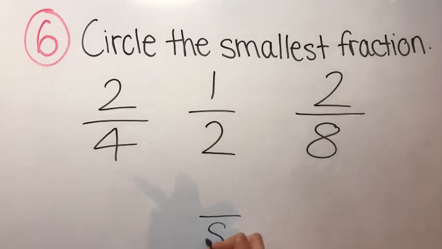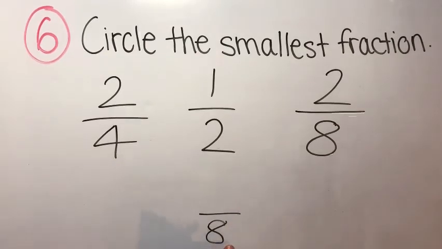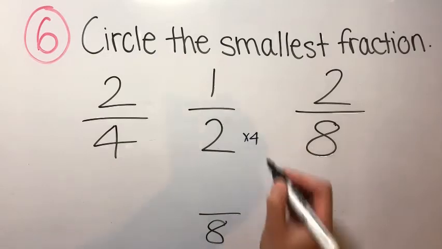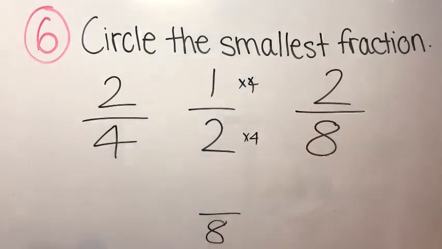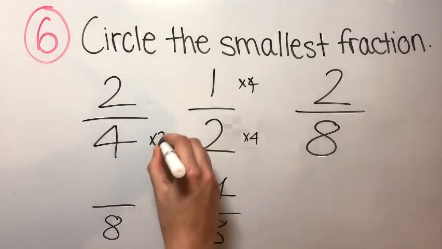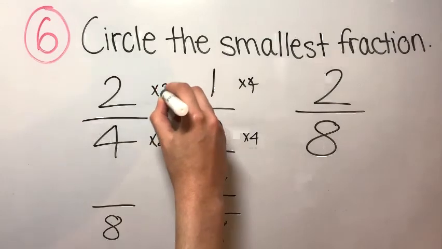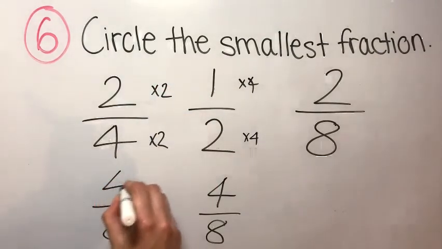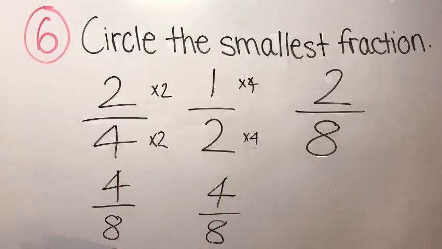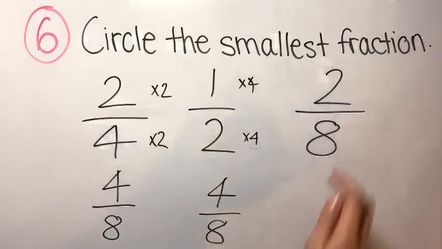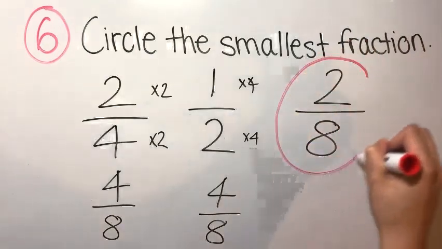Now for this one, to make the bottom number 8, we have times 2 by 4. Now whatever we do to our bottom number, we also do to our top number. So if we've multiplied this by 4, we're also going to multiply 1 by 4. 1 times 4 is 4. Moving on to this one. To get from 4 to 8, we've multiplied by 2. We're going to do the same to the top number. 2 times 2 is 4. We've got 4/8, 4/8 and 2/8. Our smallest fraction is this one because the top number is the smallest. So we can circle that, and that's our answer.